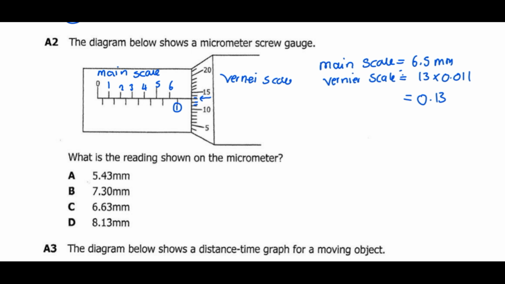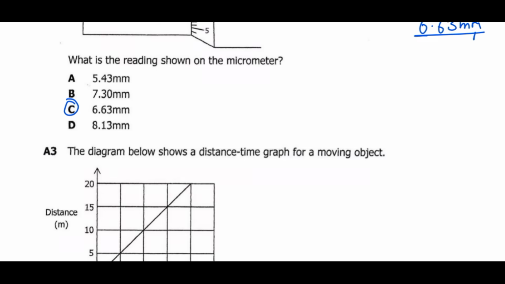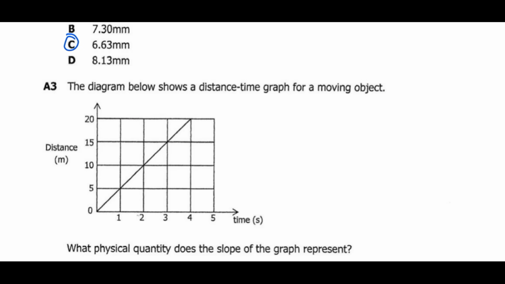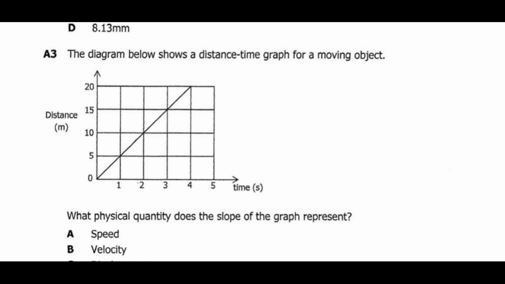If you multiply 13 times 0.01, you get 0.13. Then for our final answer, we are going to add 0.13 plus 6.5. So 6.5 plus 0.13, I'm getting 6.63 millimeters as my final answer. So my answer is C here. That's what you're supposed to do. Then we move on to question 3.